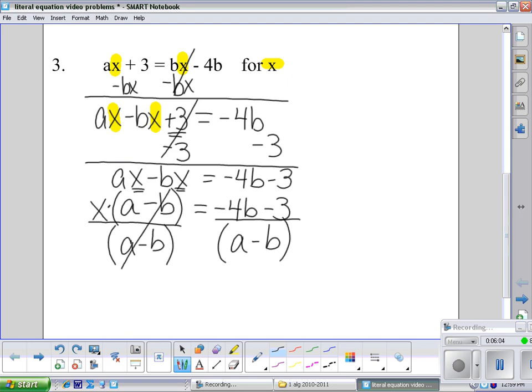Our x variable is now by itself, which is what we needed to solve for from the beginning. And it equals negative 4b minus 3, all divided by a minus b.